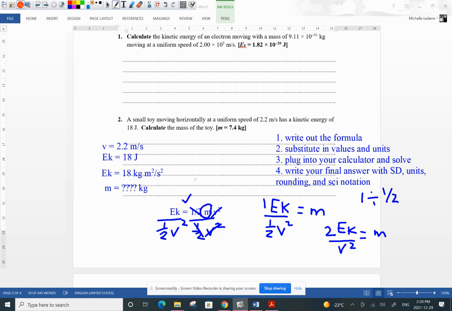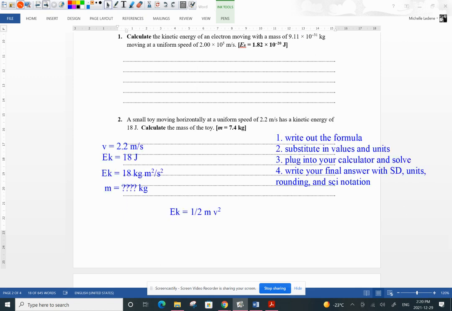So you do get marks for writing out the original formula. You're just copying it from your data booklet, but you must also show your rearranged formula. You get marks for that. Once that has all been done, now we can substitute in.